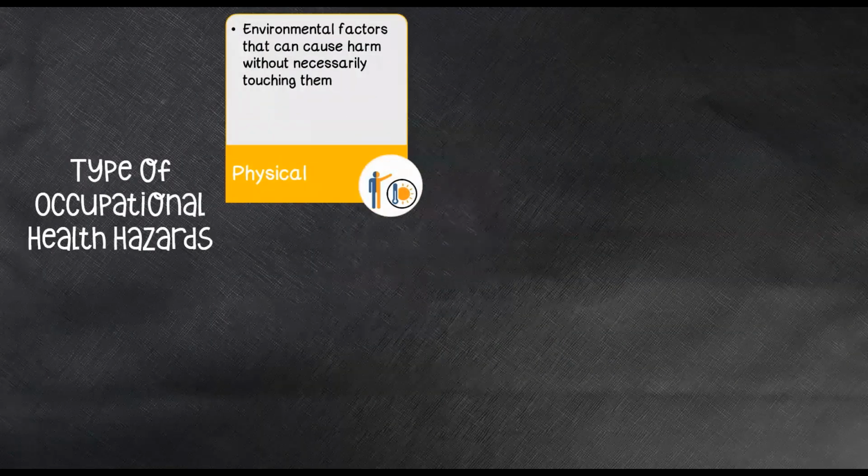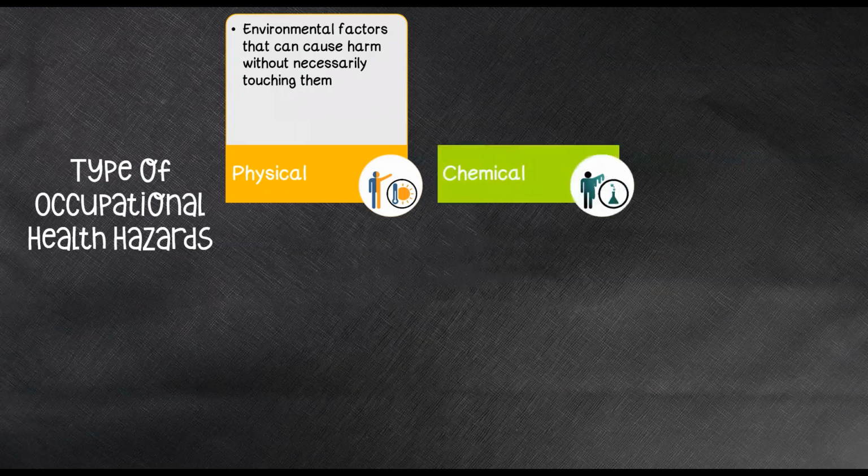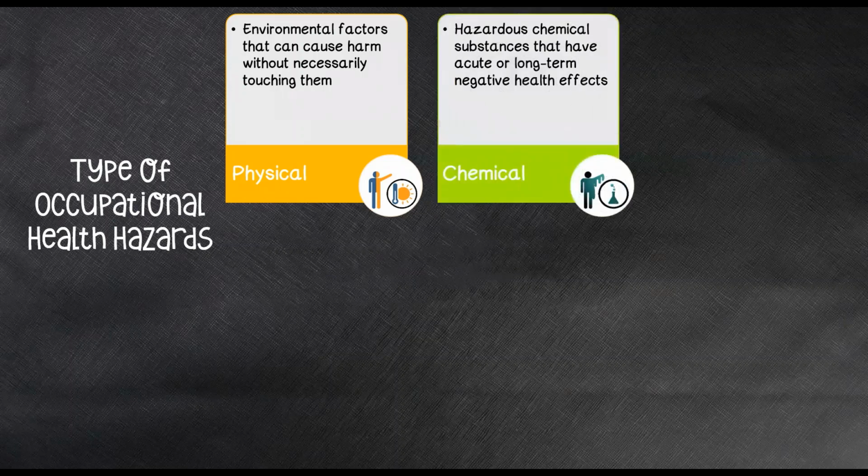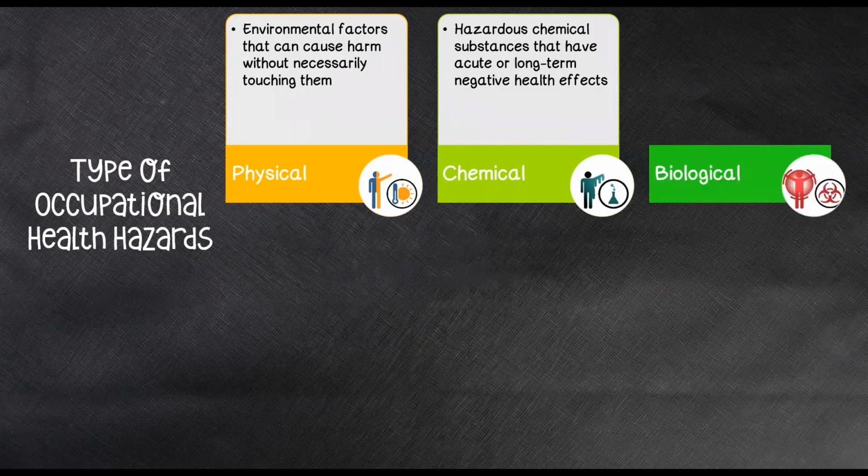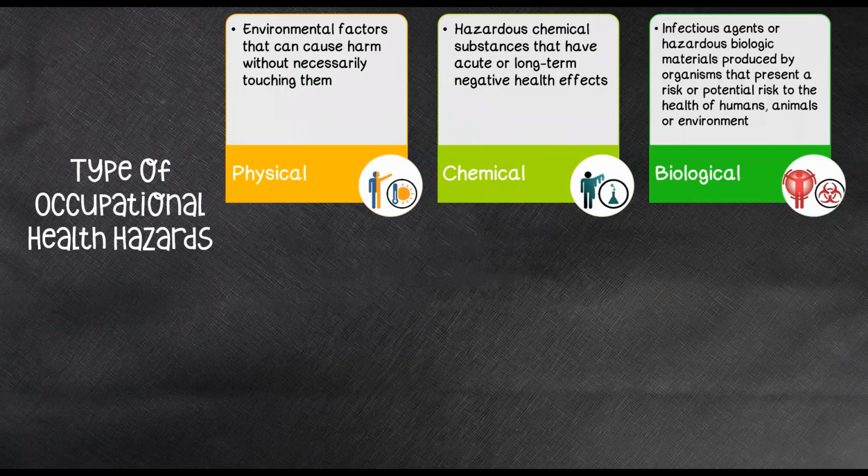Physical hazard pertains to environmental factors that can cause harm without necessarily touching them. Chemical hazards pertain to hazardous chemical substances that have acute or long-term negative health effects. Biologic hazards are infectious agents or hazardous biologic materials produced by organisms that present a risk or potential risk to the health of humans, animals, or environment.